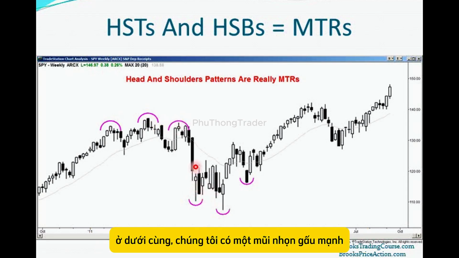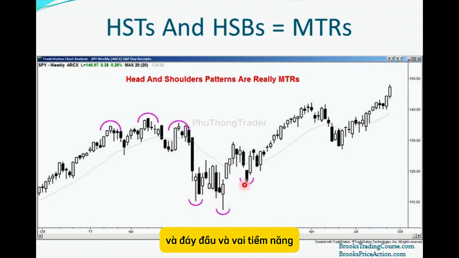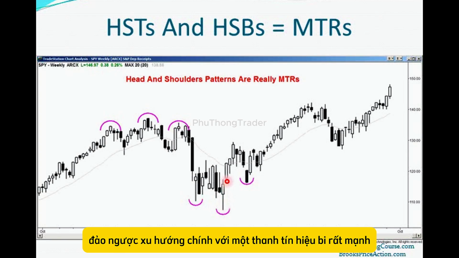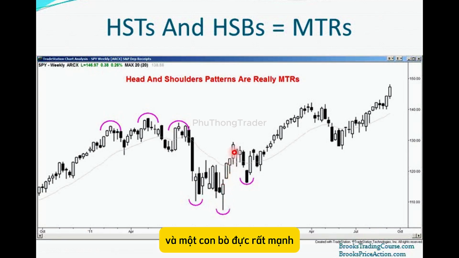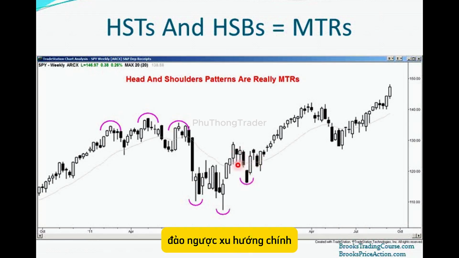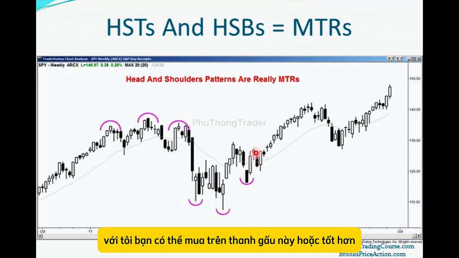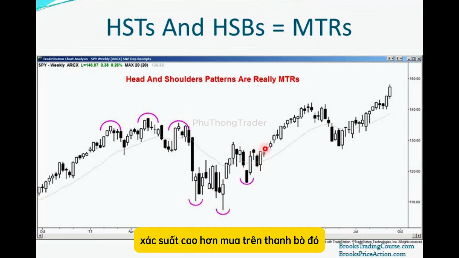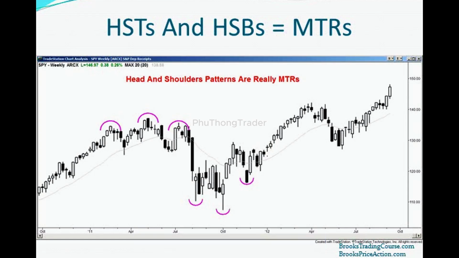At the bottom, we have a strong bear spike. This is the weekly spider chart, by the way, and a potential head and shoulders bottom. I would view this as a bear trend, trend line break, and a lower low major trend reversal with a very strong buy signal bar and a very strong bull spike, and then a higher low major trend reversal. And this higher low major trend reversal has a small head and shoulders bottom, a left shoulder here, a head here, and a right shoulder here. To me, you could buy above this bear bar, or better, more higher probability, buy above that bull bar.